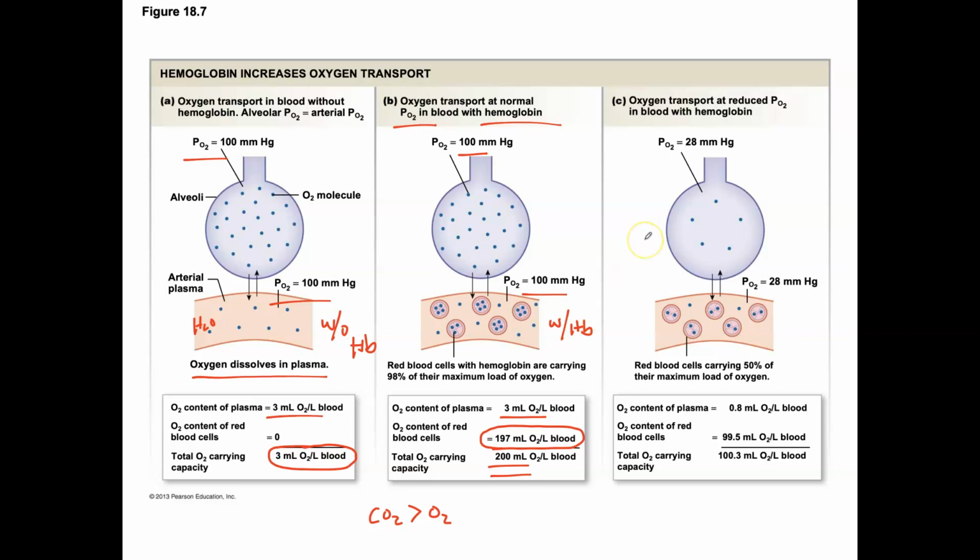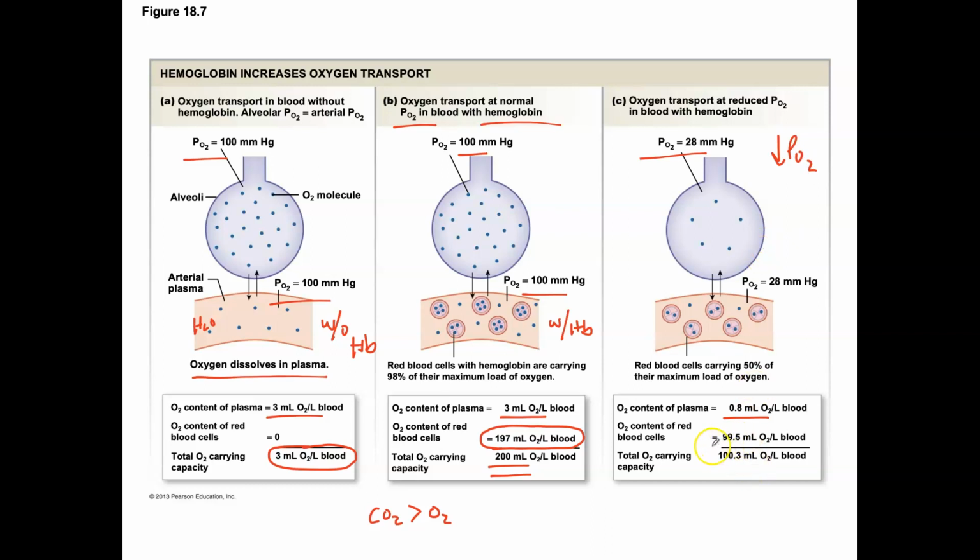In the last scenario, this shows you the importance of the partial pressure of oxygen. So here we have the air that we breathe, partial pressure at 28 millimeters of mercury. That means that we have 28 millimeters of mercury of oxygen in the arterial blood. We still have hemoglobin in our red blood cells, but notice the amount of oxygen dissolved in the blood goes down because there's a decreased partial pressure of oxygen. So there's less available oxygen to our blood.